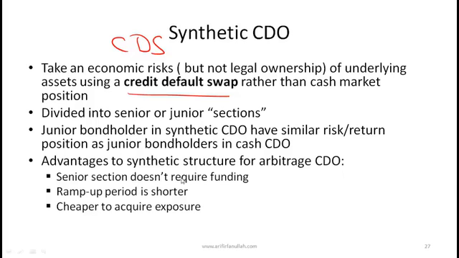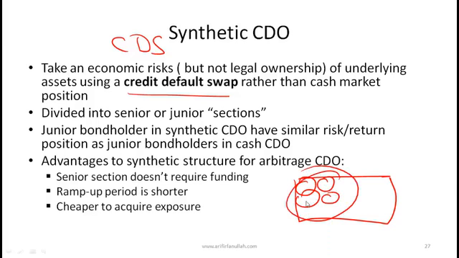The senior section doesn't require funding. What do you think this means, Nadir? The idea is this. Do you recall in a cash CDO, I talked about 3 phases. What was the first phase? The ramp up. So what happens in ramp up? Yeah, so in the ramp up, I'm buying all this. To buy all this, I need funding, right? I need a lot of money to buy these instruments. In a synthetic CDO, do I need as much funding?